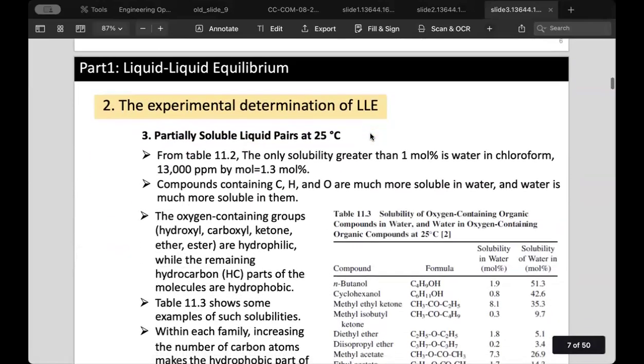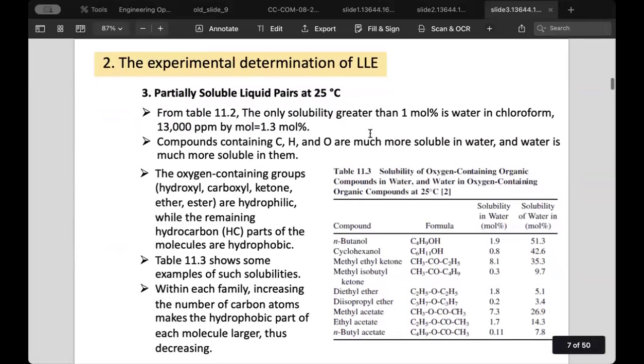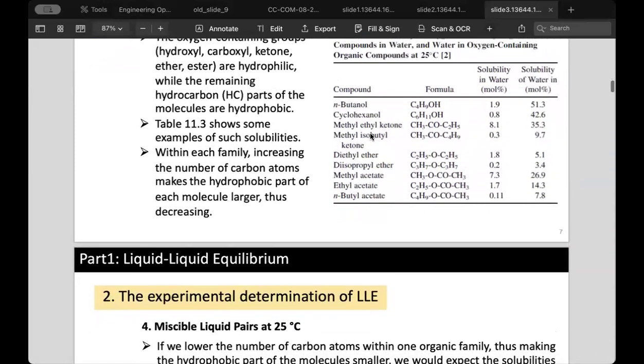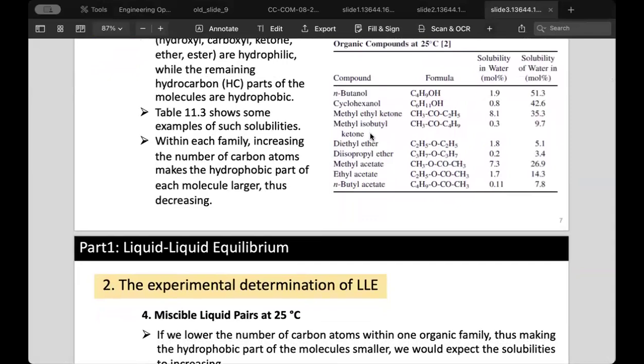Now we move to the next one. Partially soluble liquid pairs, at 25 degrees Celsius. In this case, we can read some examples like water and butanol. And you can compare solubility. Solubility is much higher than the previous case.